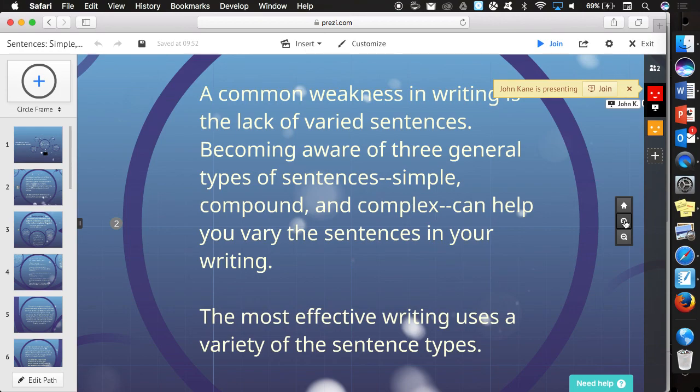Here's the first page. Common weakness in writing is lack of simple, compound, and complex. Simple, compound, and complex. All right. This is practice. We're doing this together. And if you were not here yesterday, this might help reinforce. Put your notes away, because I don't want you looking at stuff while we go through this. Again, it's not graded.